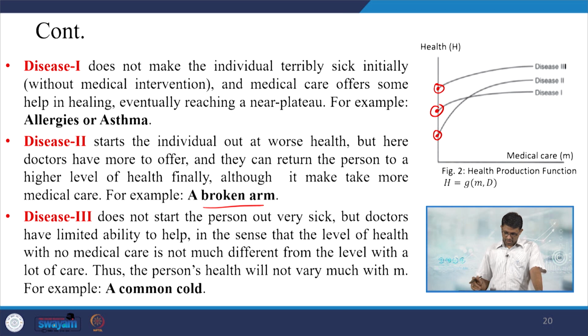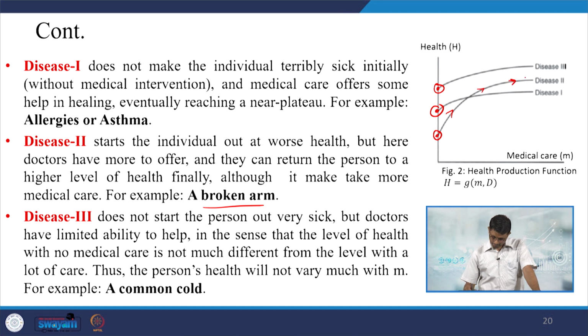Similarly, the nature of change in the production function is considered to be different in different examples. Common cold, similarly, the changes are slightly different than in the case of disease 1, that is asthma and allergic conditions. Whereas a broken arm requires major support throughout. Therefore, the function is different. You can just mark the changes.